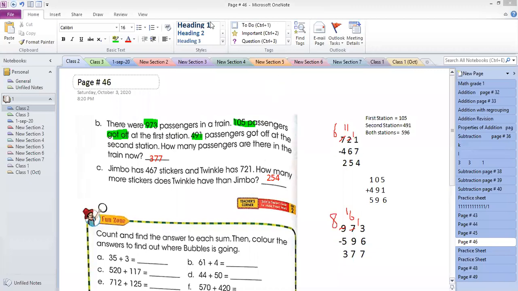Okay. Yes, guys, we finish unit 2, addition and subtraction. Now we have to start a new unit, that is multiplication.